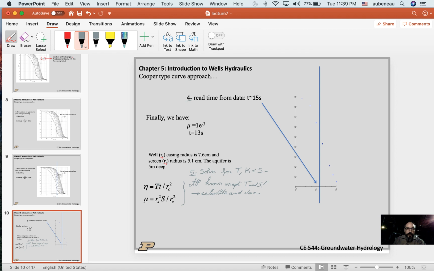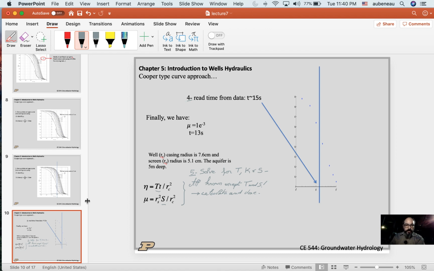Mu equals 1 e minus 3 equals screen radius, which we know, storativity, which is the unknown, and casing radius, which we know. So storativity is the only unknown, and we can calculate it. So now we have a method to calculate transmissivity and storativity from our head versus time data. And this is the first method.